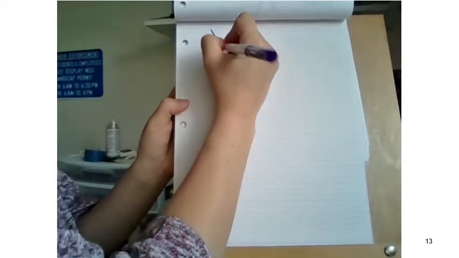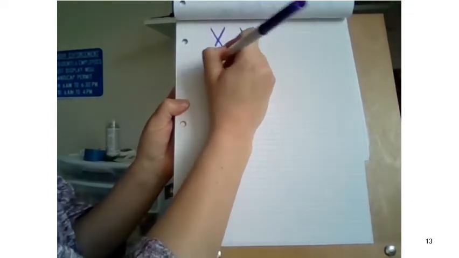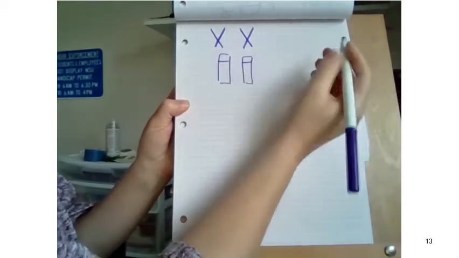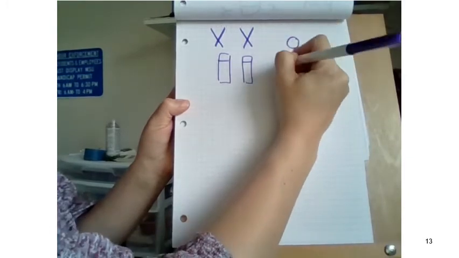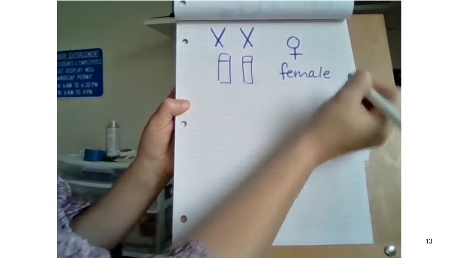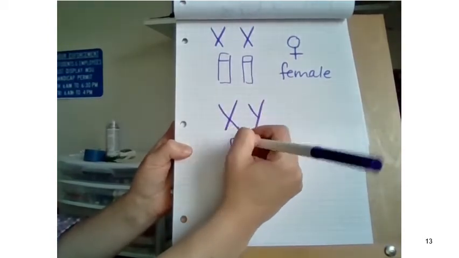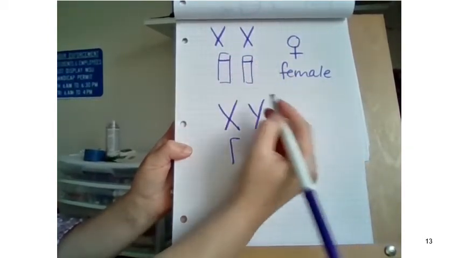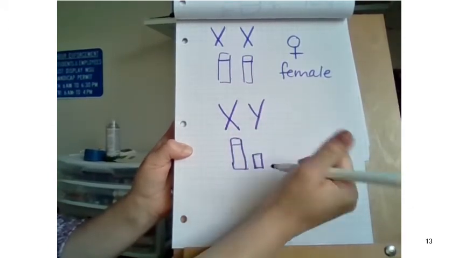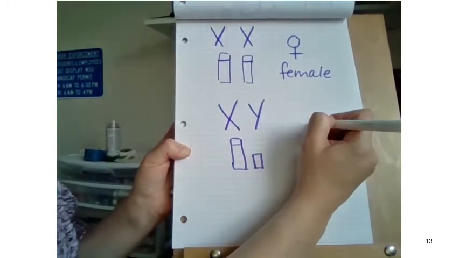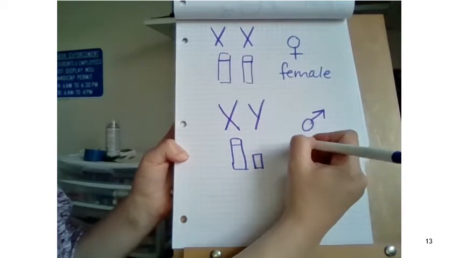First of all, a few reviews. Two X chromosomes is going to be female. This is the symbol for female, which kind of looks like a cross. If you have an X and a Y chromosome, and I'm just going to draw the Y chromosome as shorter, XY is male. This is the symbol for male, which kind of looks like a shield and a spear.